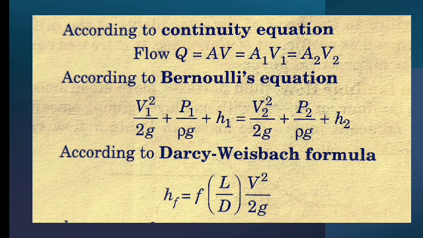One is continuity equation, A1 V1 equals to A2 V2. Bernoulli's equation, V1 square by 2g plus P1 by rho g plus H1 equals to V2 square by 2g plus P2 by rho g plus H2. Next is Darcy-Weisbach formula, that is Hf equals to f L V square by 2gd.